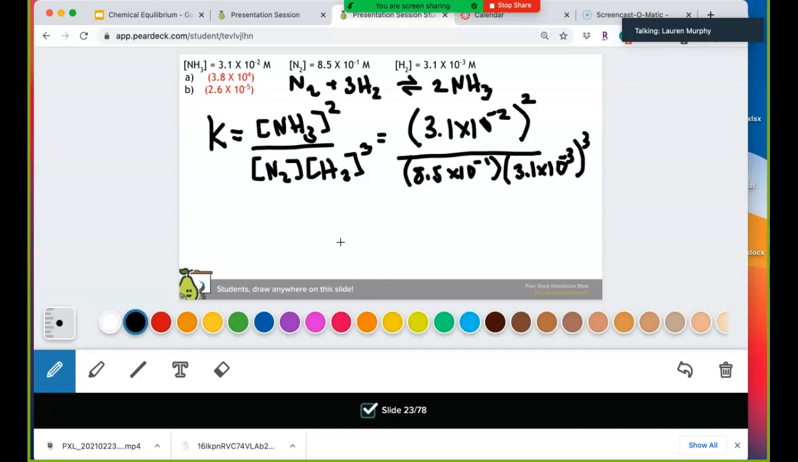And I will give you a second to calculate this. Please, please practice in your calculators. It's not that this math is hard, it's just that it's kind of ugly when you have exponents and fractions. So please try to practice in your calculators. I have 3.8 times 10 to the 4th as the answer. All right.